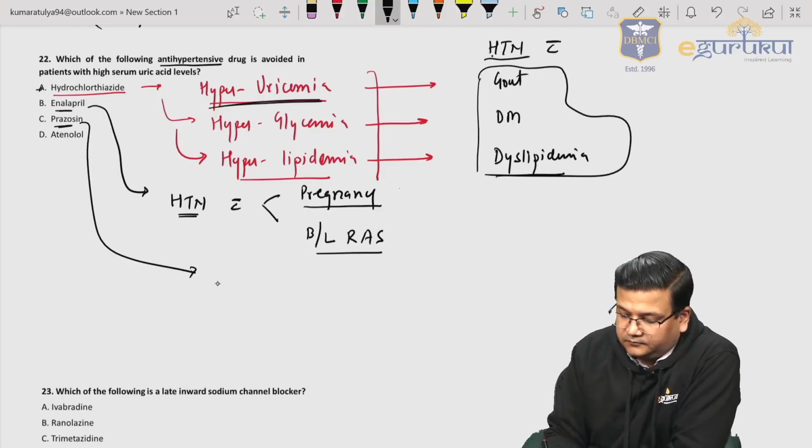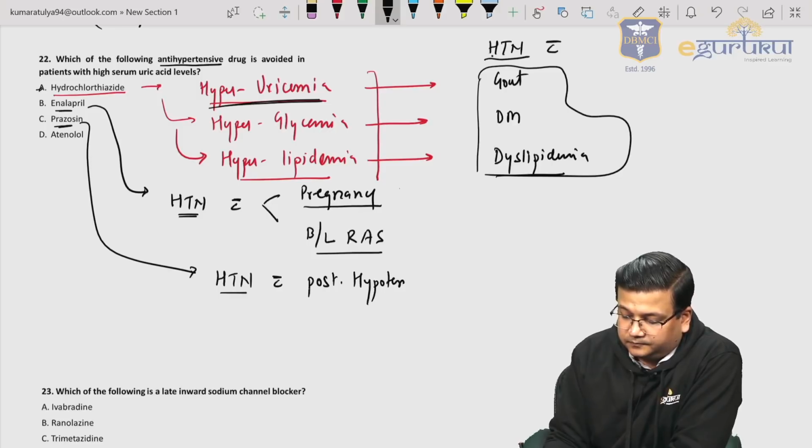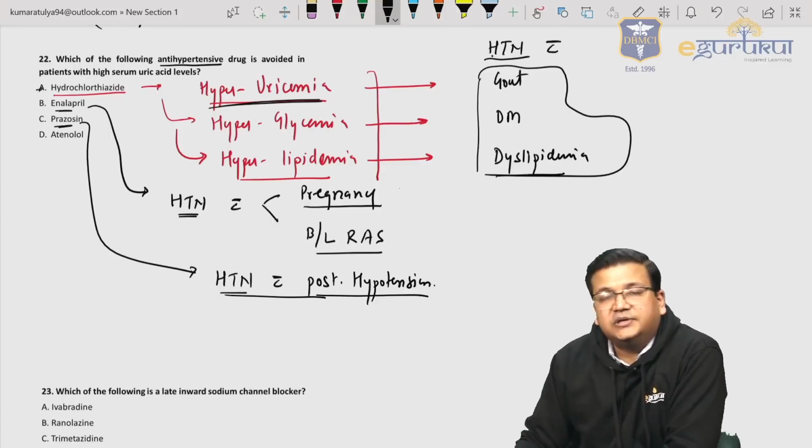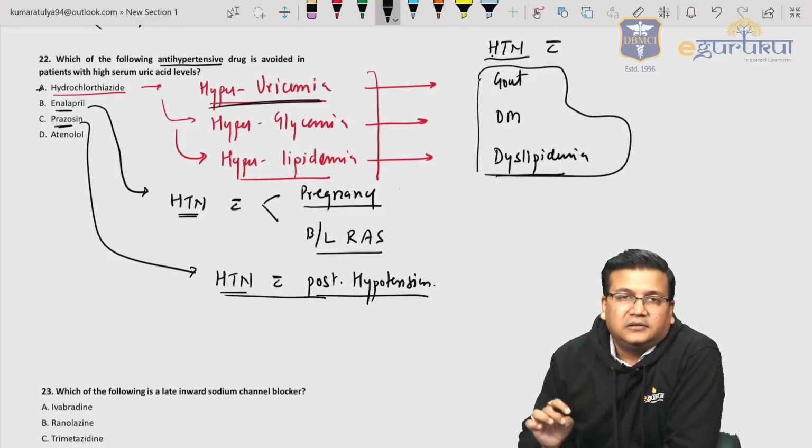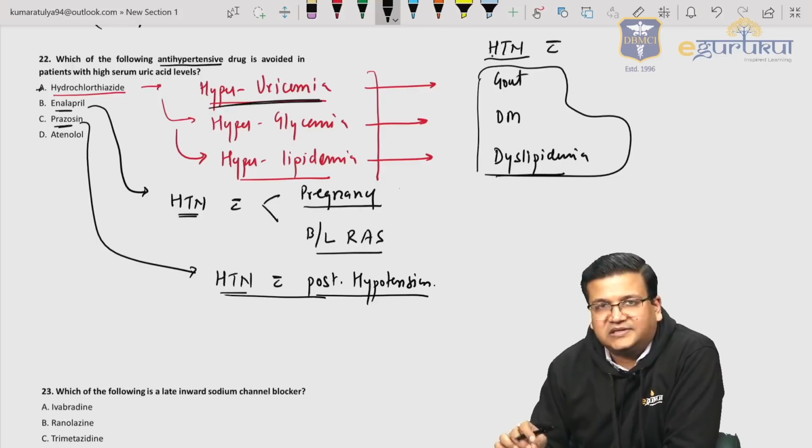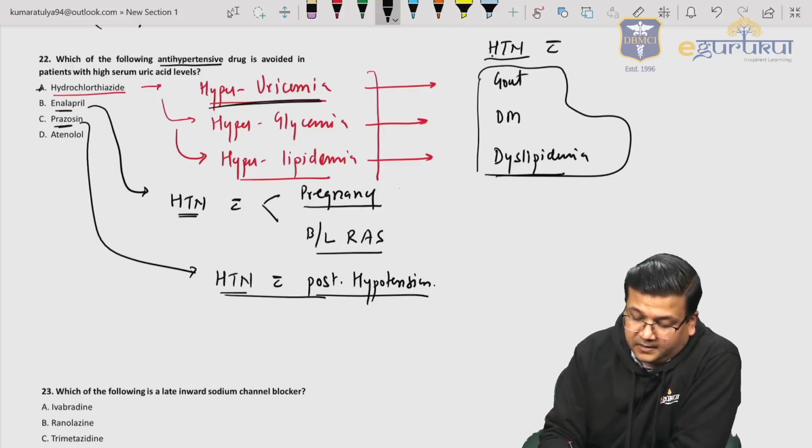Prazosin. Patient is a hypertensive with already problem of postural hypotension. Patient already suffers from postural hypotension, most likely elderly. This drug prazosin will worsen this problem, better to avoid.